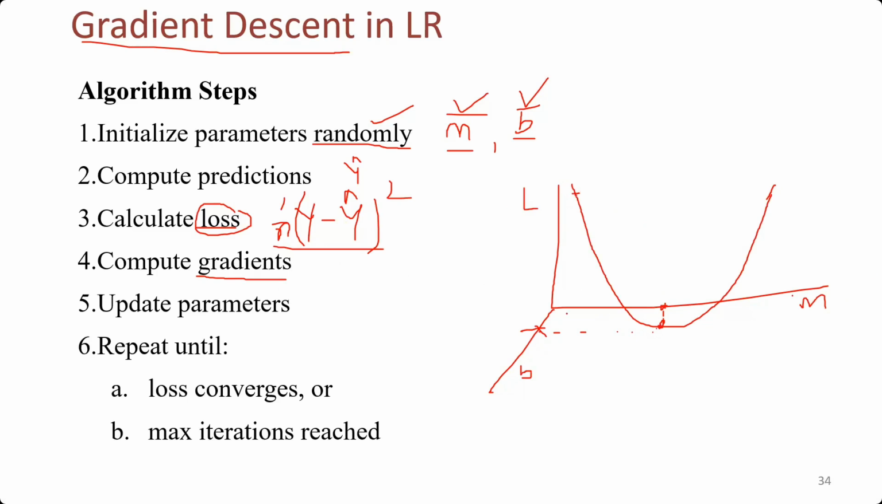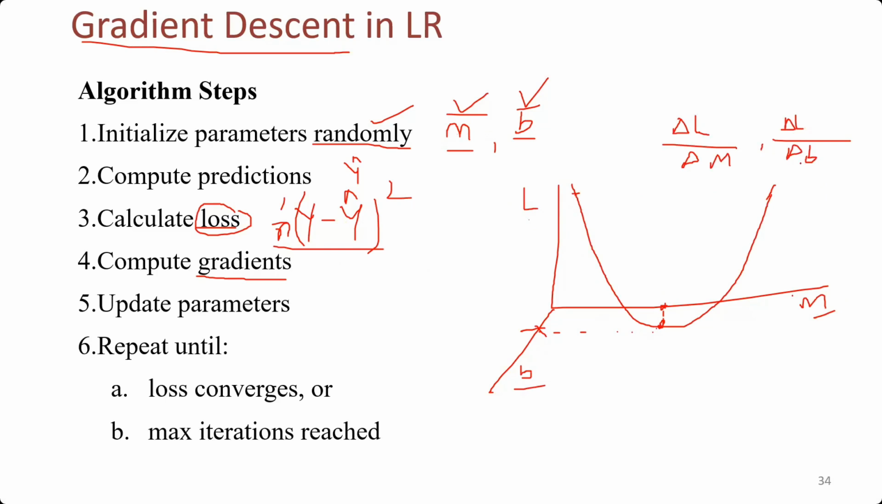Computing the gradient means gradually looking at the change in the loss function with respect to either a change in m or a change in b. Here the parameters are basically m and b. So I am not taking the complete derivative. I'm not taking the change in L with respect to both b and m.